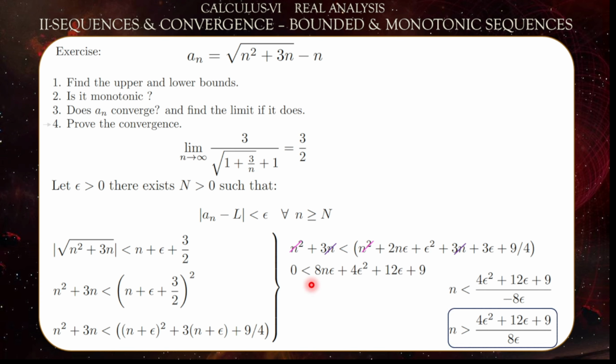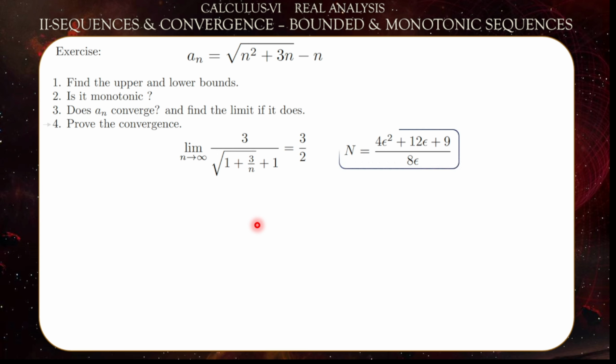We are left with 0 less than 8n epsilon plus 4 epsilon squared plus 12 epsilon plus 9. So n less than (4 epsilon squared plus 12 epsilon plus 9) divided by minus 8 epsilon. We multiply the other side with minus while flipping the inequality to greater than. So lowercase n is greater than (4 epsilon squared plus 12 epsilon plus 9) divided by 8 epsilon. Hence, capital N should be chosen as (4 epsilon squared plus 12 epsilon plus 9) divided by 8 epsilon.